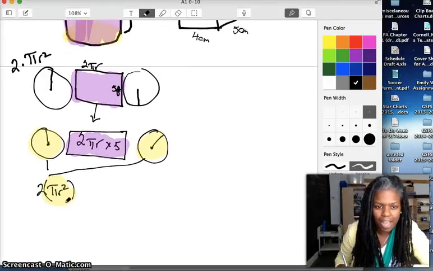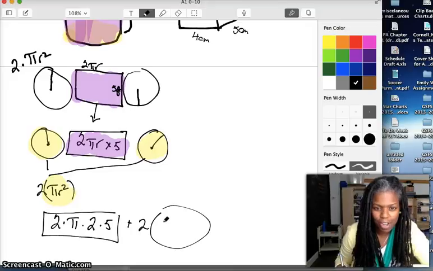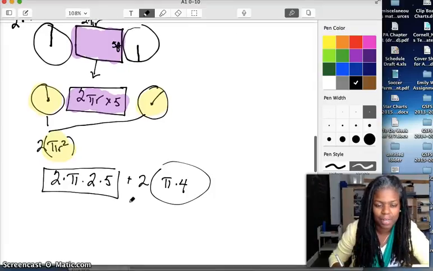So 2 pi r is going to be 2 times pi times 2 again, because that's the radius, times 5. So that takes care of my rectangle. So now to that I'm going to add the 2 circles, and the circle is pi r squared, so that's pi times 4, because r is 2, and squaring that I get 4. So now all I have to do is do the math and see what I get.